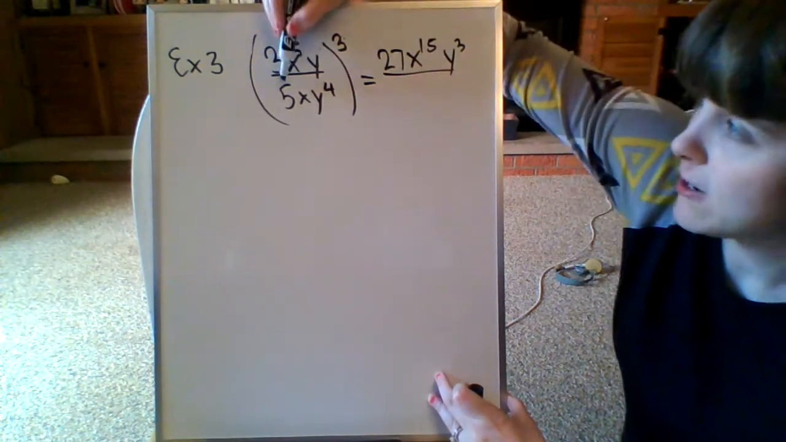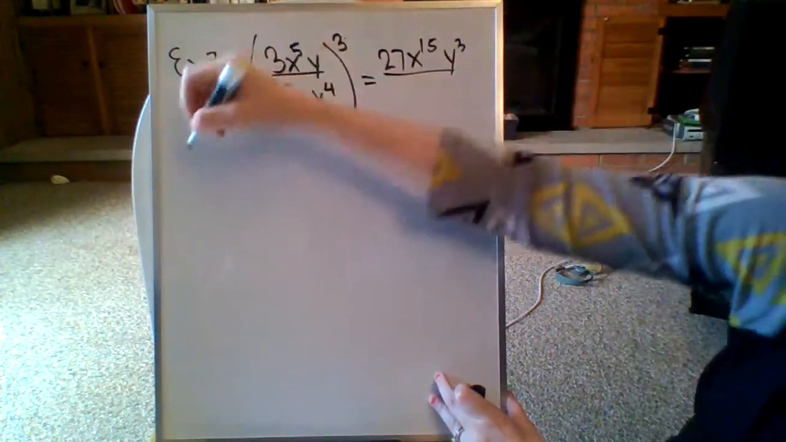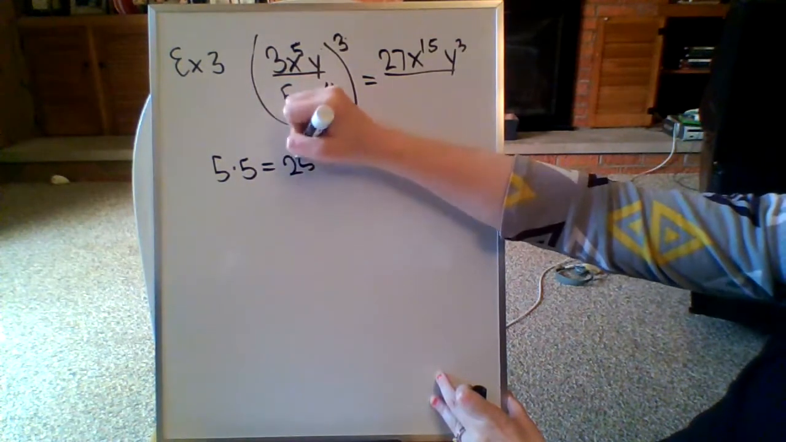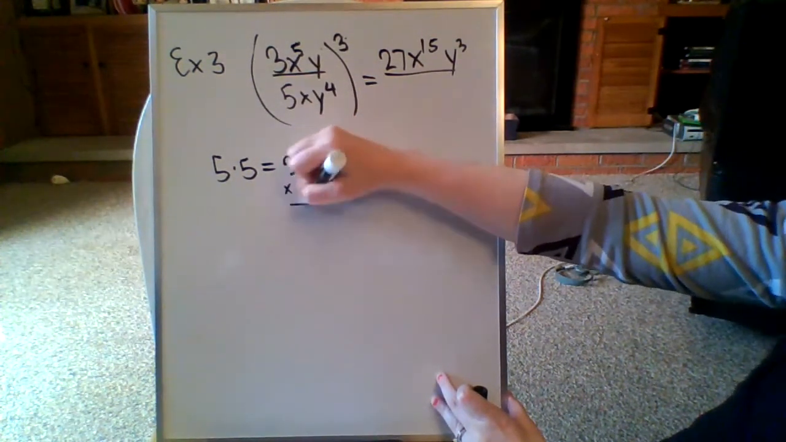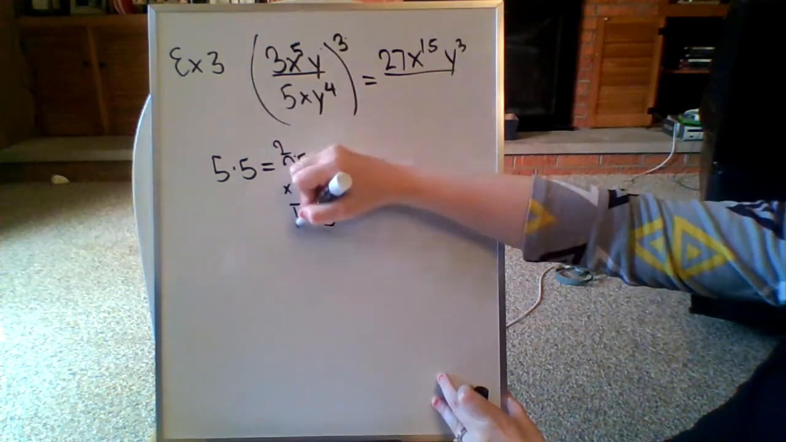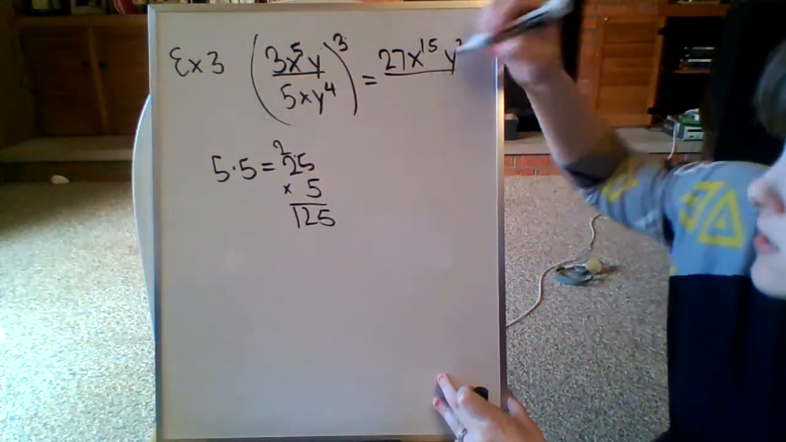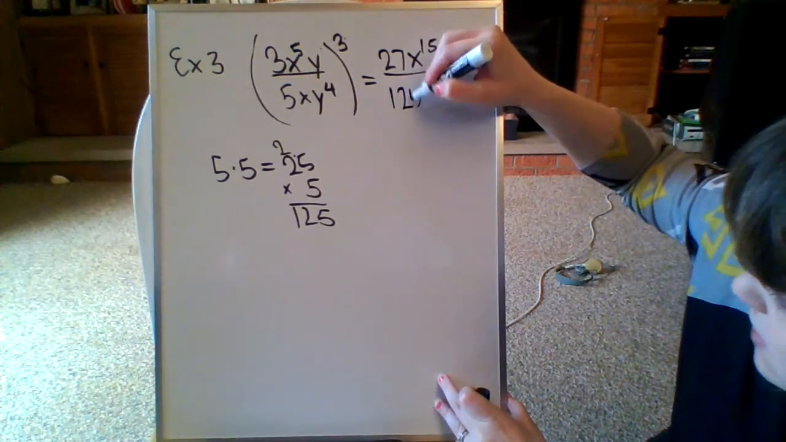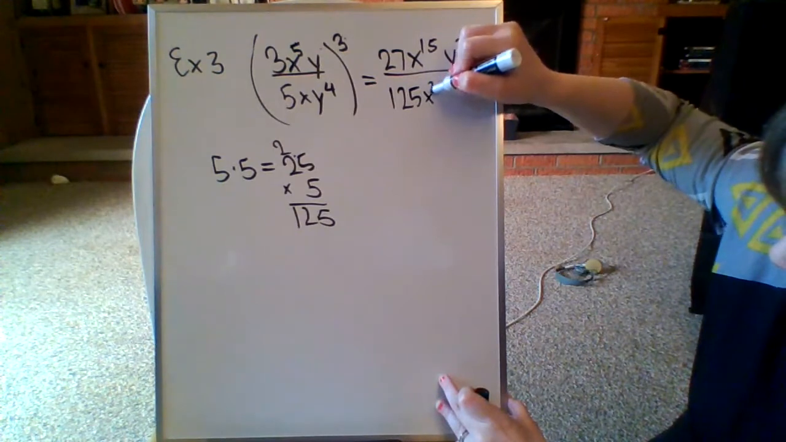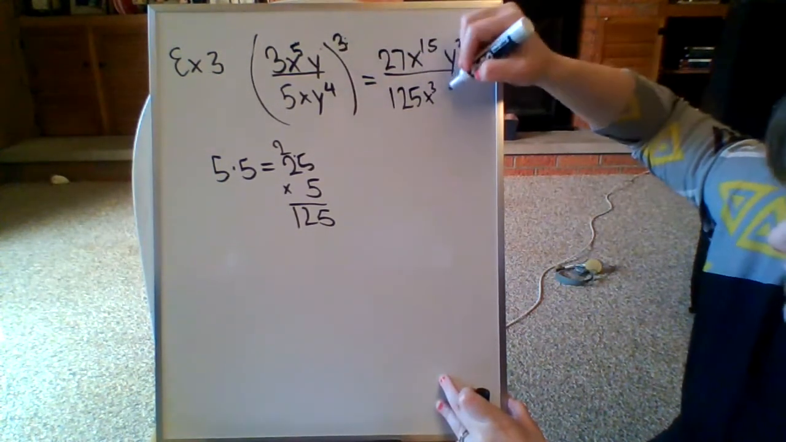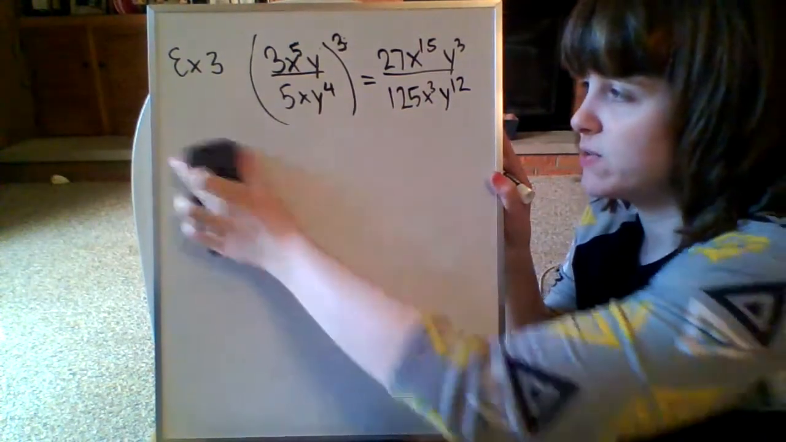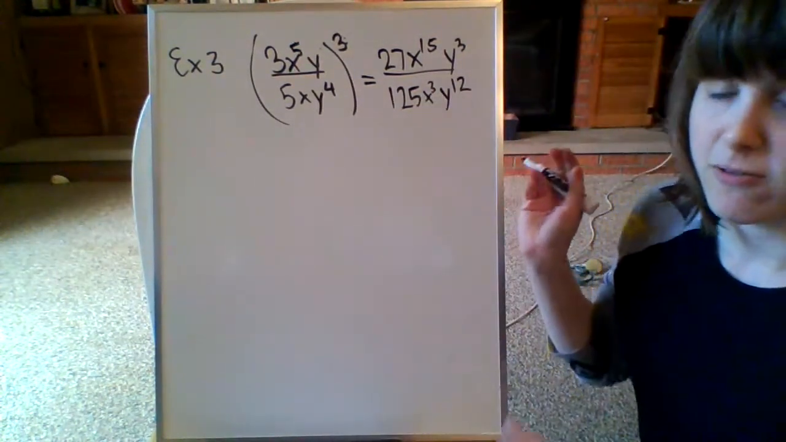Okay? Now, 5 to the 3rd. I know that 5 times 5 is 25. So let's see what 25 times 5 is. 125. Okay, then we're going to have 1 times 3 makes x to the 3rd, and 4 times 3 makes y to the 12th. So now we have to simplify this fraction here.